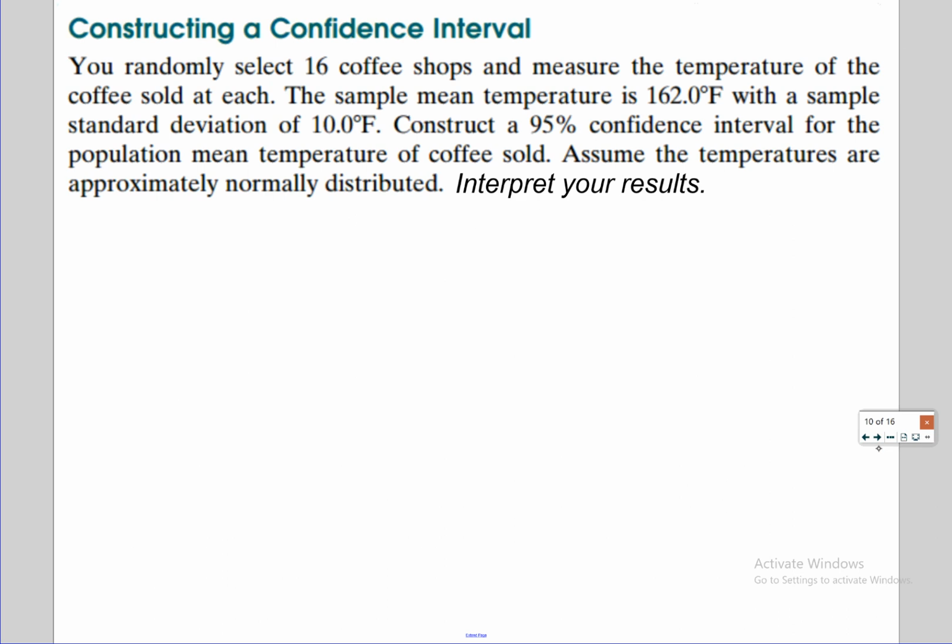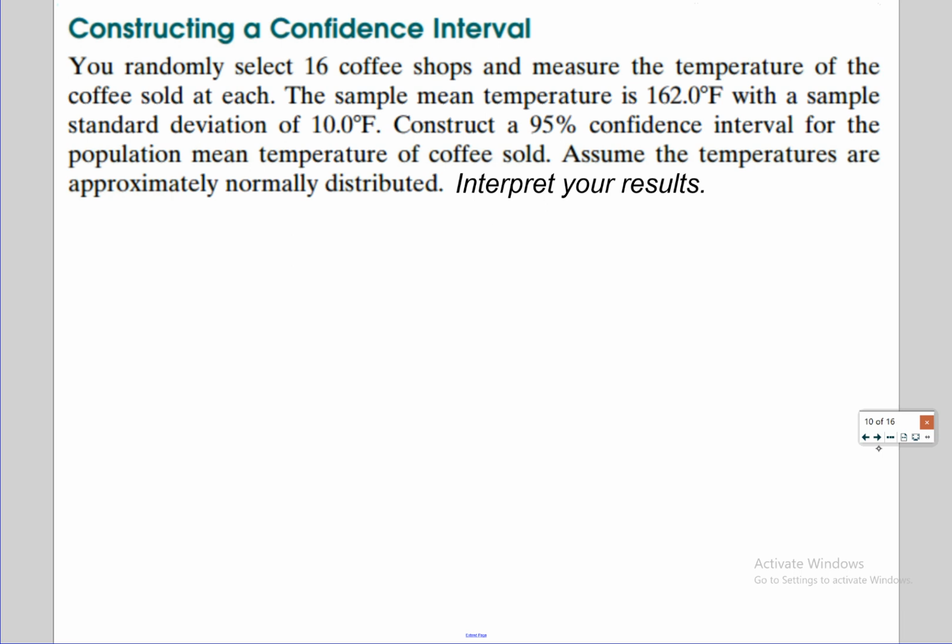So in this problem, it says you randomly select 16 coffee shops and measure the temperature of coffee sold at each. The sample mean temperature is 162 degrees Fahrenheit with a sample standard deviation of 10 degrees Fahrenheit. Construct a 95% confidence interval for the population mean temperature of coffee sold. Assume all temperatures are normally distributed, and then we'll interpret our results again with that little statement that we practiced before. All right, so number one, I need to check my two conditions that we've talked a lot about.